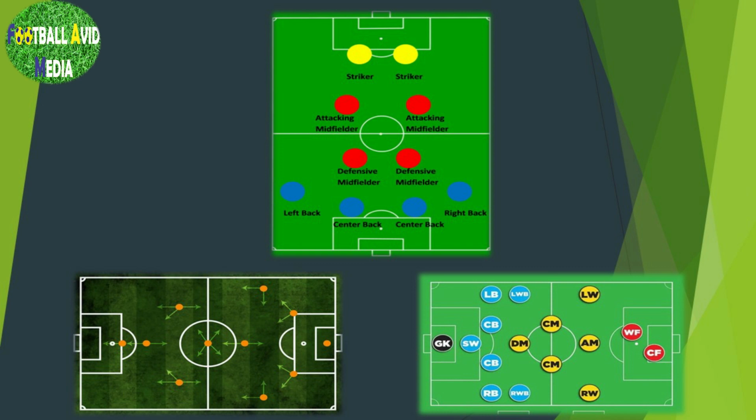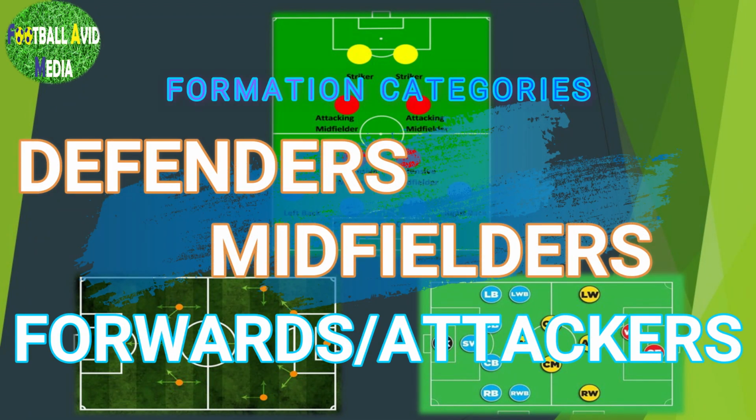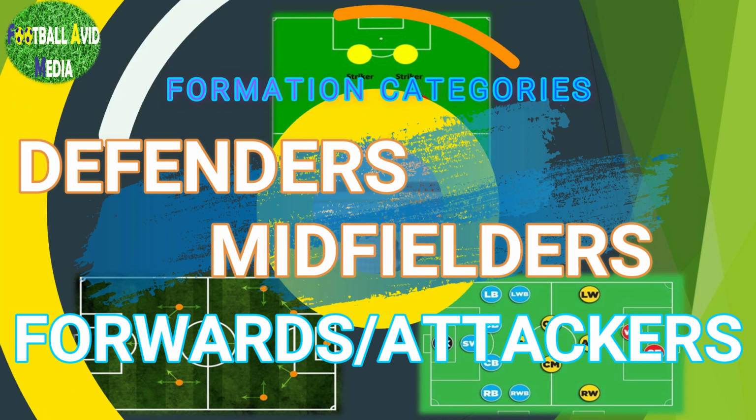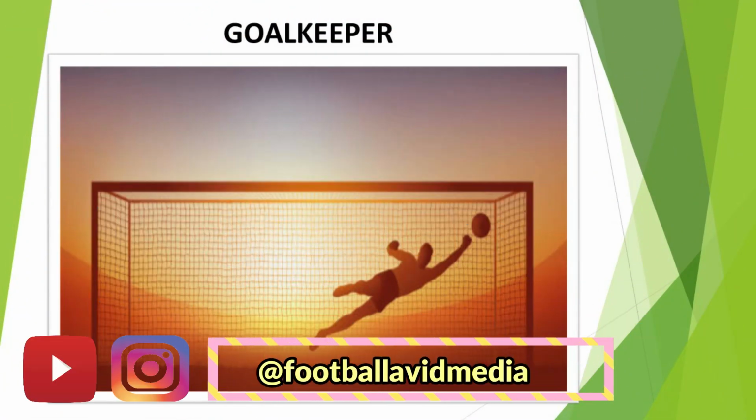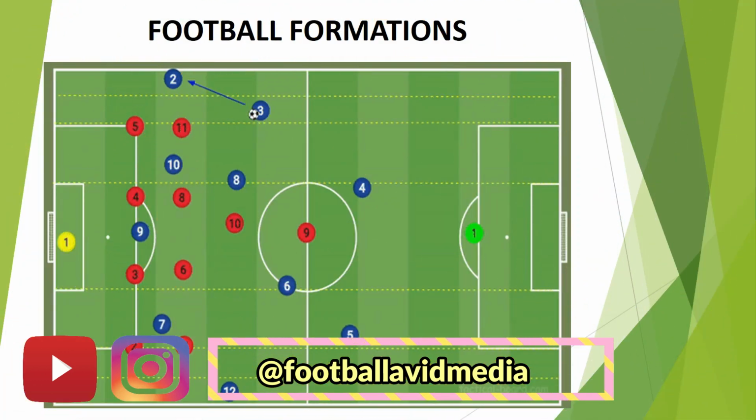The heart of football tactics is team formation. In football, also known as soccer, formations are categorized into names consisting of numbers which represent defenders, midfielders, and forwards or attackers. The goalkeeper is not required to get involved in this tactical aspect.